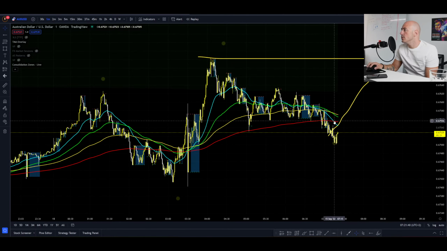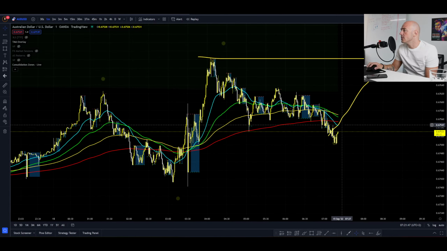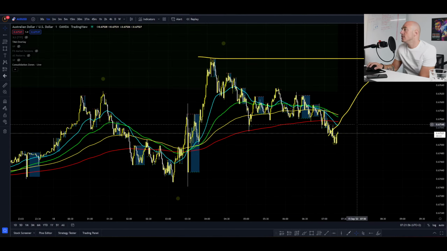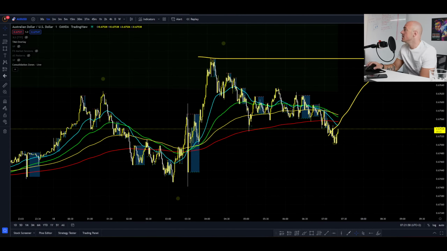So we had 2 moving average crossovers on Australian dollar. It's now having its pullback, because that's what happens when price crosses over, which is why you don't enter on the crossover. Said it a million times.